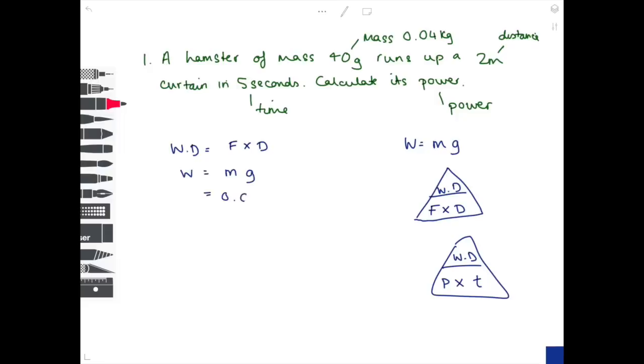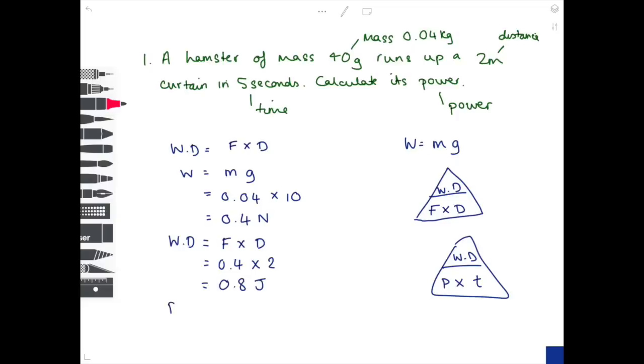I've already told you that the mass is 0.04. Gravity on Earth is approximately 10. So therefore the weight is 0.4 newtons. Now we're going to calculate work done using the equation force times distance. Force and weight have the same unit, which is why I can substitute in 0.4 as the force. Distance is 2 as given by the question, so the work done is 0.8 joules.